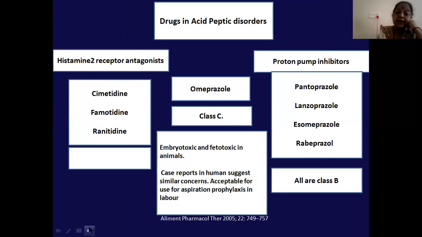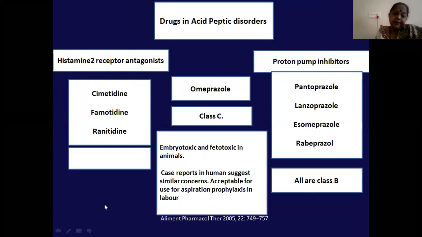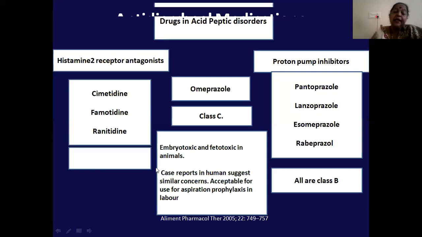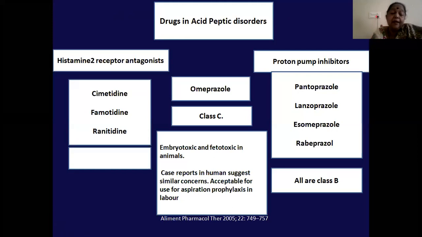Now, drugs in acid peptic disorders: for any acid peptic disorder, you can take sucralfate or any antacids. Antacids are very safe in pregnancy. You can prescribe them. And histamine 2 receptor antagonists like cimetidine, famotidine, ranitidine can be given. And these are class 3 drugs. In animal studies, they have written that there is embryo toxicity, but there are only a few case reports that they are embryo toxic, and they are acceptable in some cases. Only for ondansetron, I went through 2-3 reports. They have cleft lip and cleft palate.